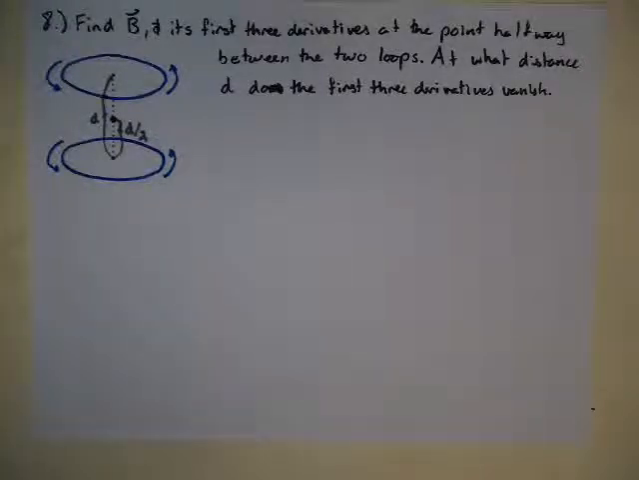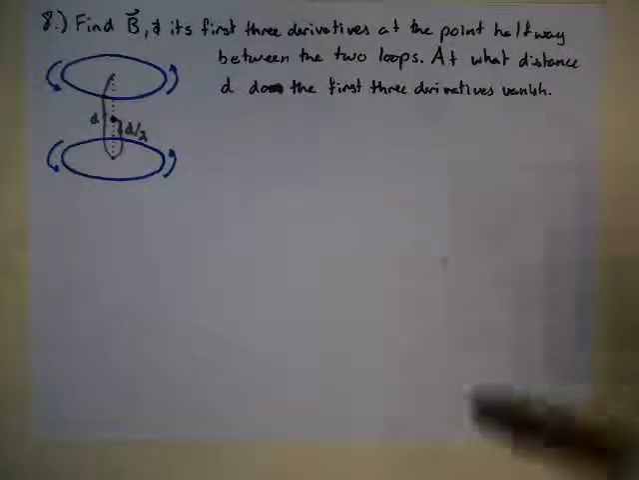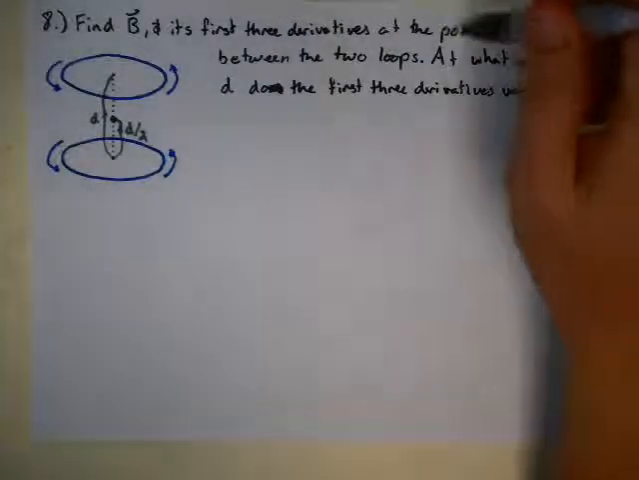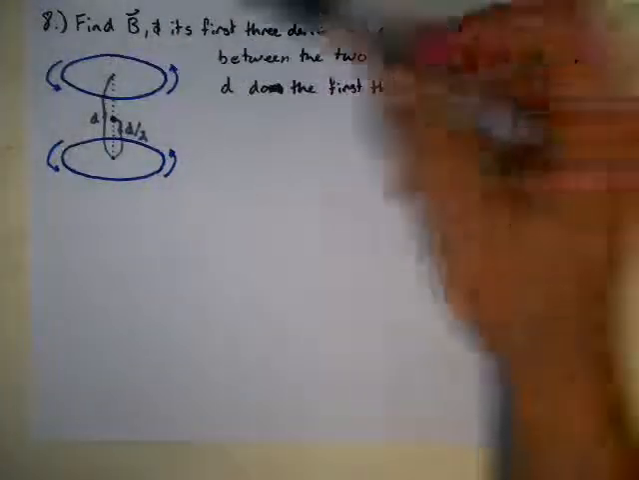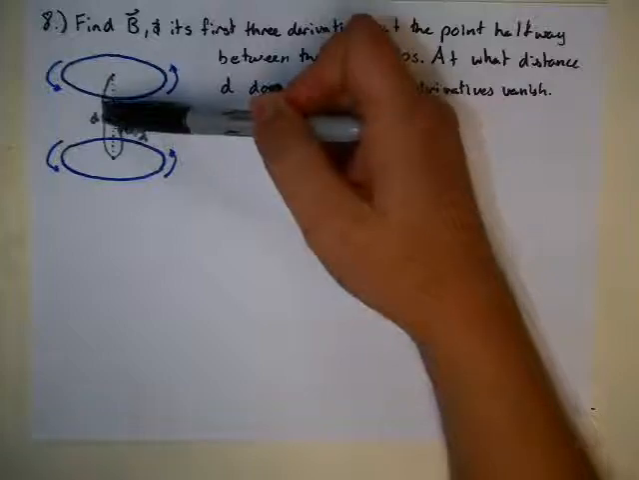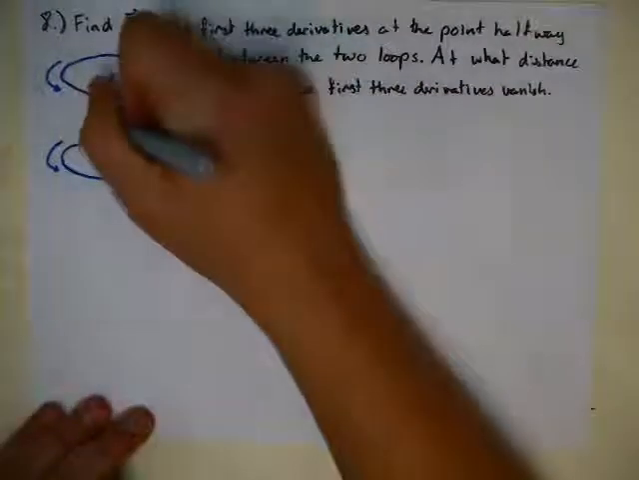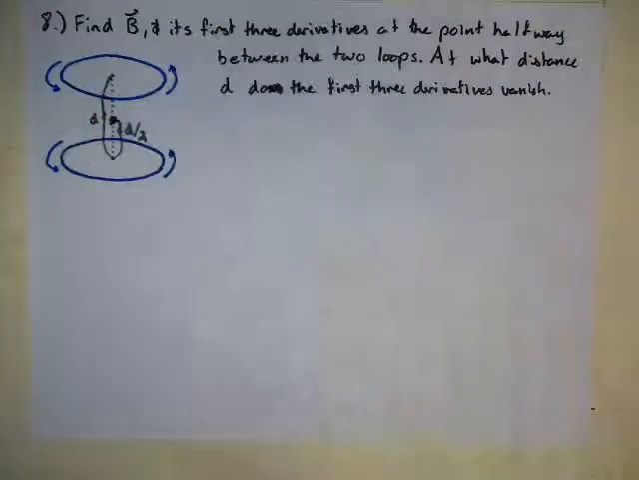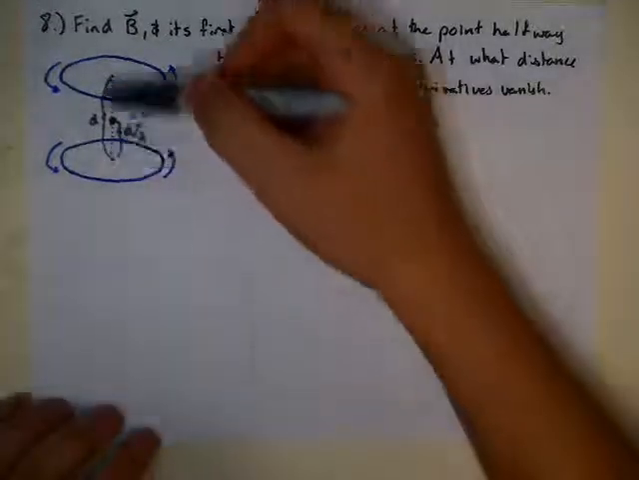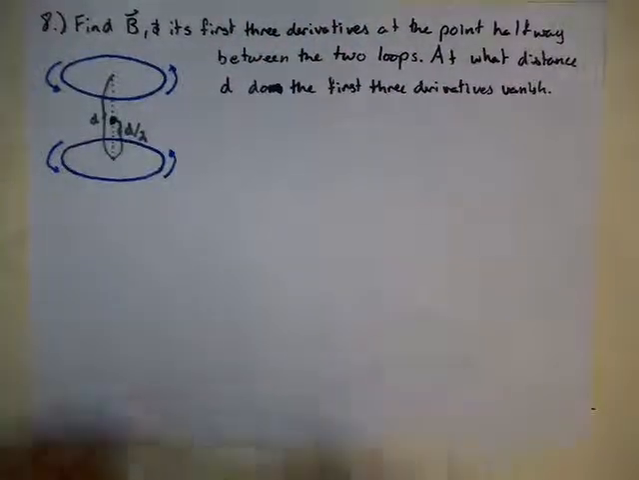Homework 5, problem 8. Find the magnetic field B and its first three derivatives with respect to z at this distance D, at this point here, that's halfway between the two loops, where the distance D is the separation of the two loops. The next question is, at what distance D do the first three derivatives vanish?